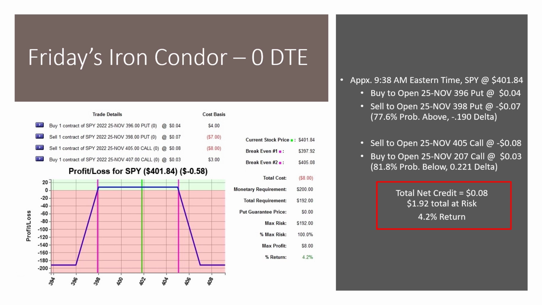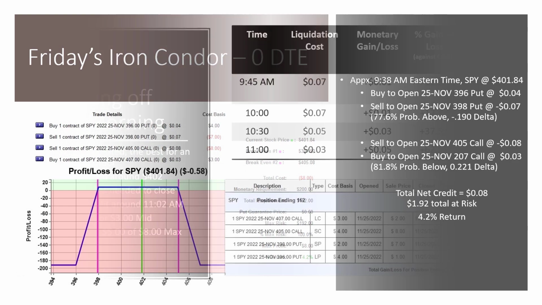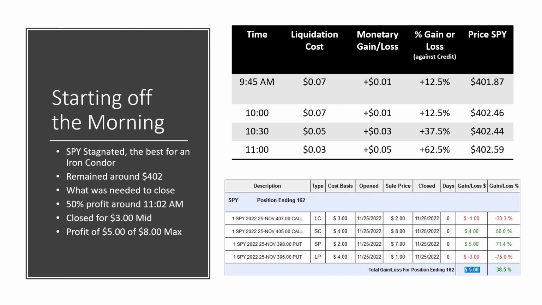So we're looking at a 4.2% return, really, for only about 3 hours, since the market closes at 1 and we're opening this close to 10 a.m. Eastern Time. Well, jumped into the position, get an 8-cent net credit. SPY did sort of stagnate during the day. It stayed right between this high 401 to this mid 402 range during the trading day. Again, that's what we want to see with an Iron Condor.